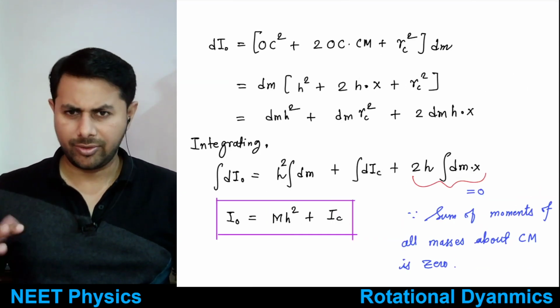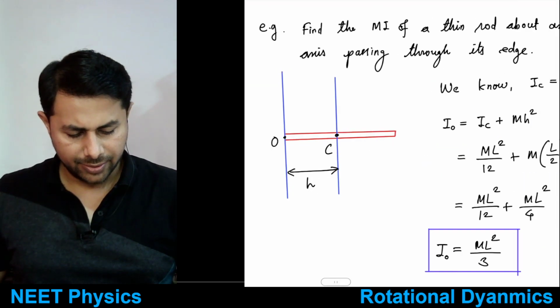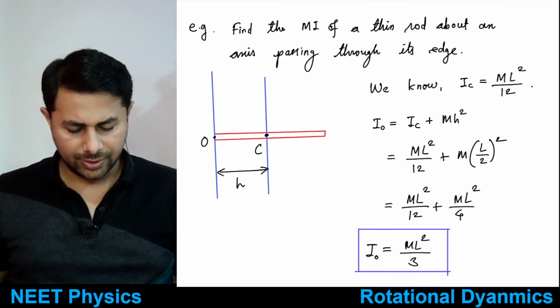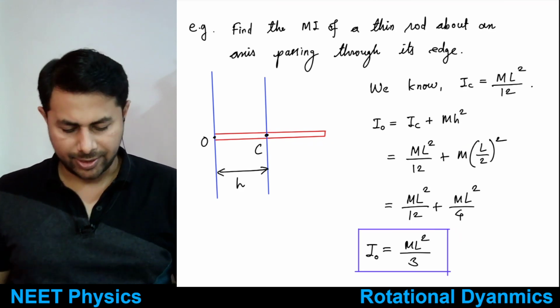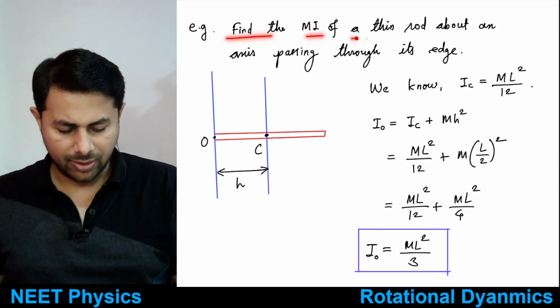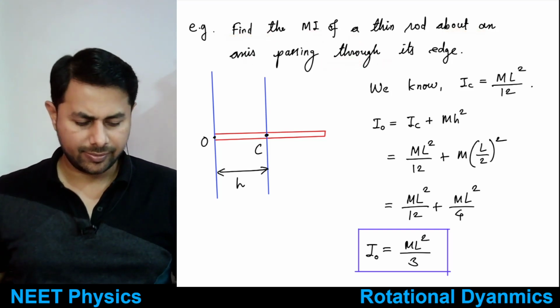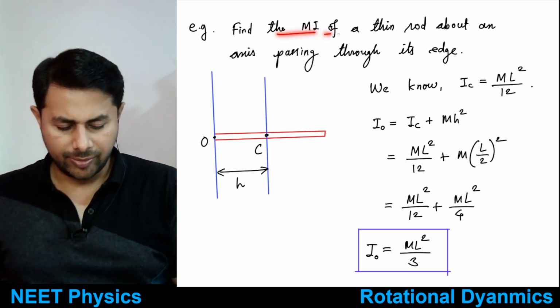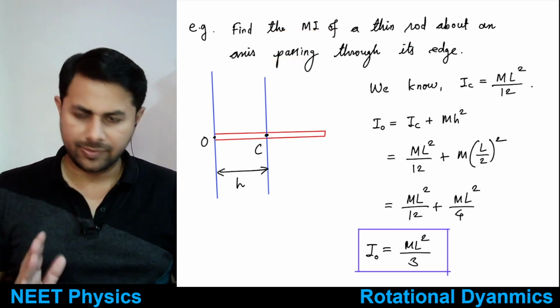Again, we'll not go into the proof of this. Let's see some examples. Find the moment of inertia of a thin rod about an axis passing through its edge. Find the moment of inertia of a thin rod about an axis which passes through its edge, right?